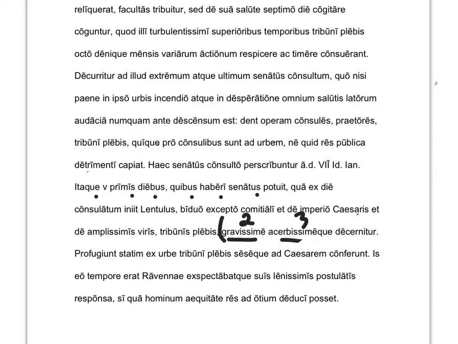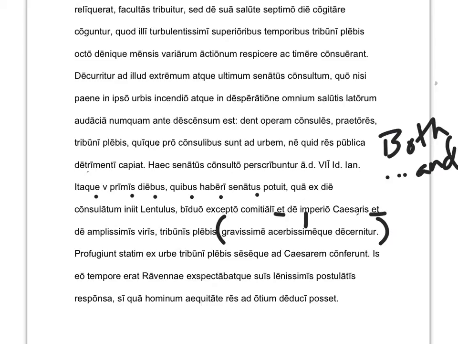All right? I think we should take it. So take this one big chunk together and say, very severe and very harsh decrees were passed. Okay? And then go back up to the et up here. And when you have two ets, et, what does that mean? When you have et, you get both and, right? So, very severe and very harsh decrees were passed, both about the imperium of Caesar.